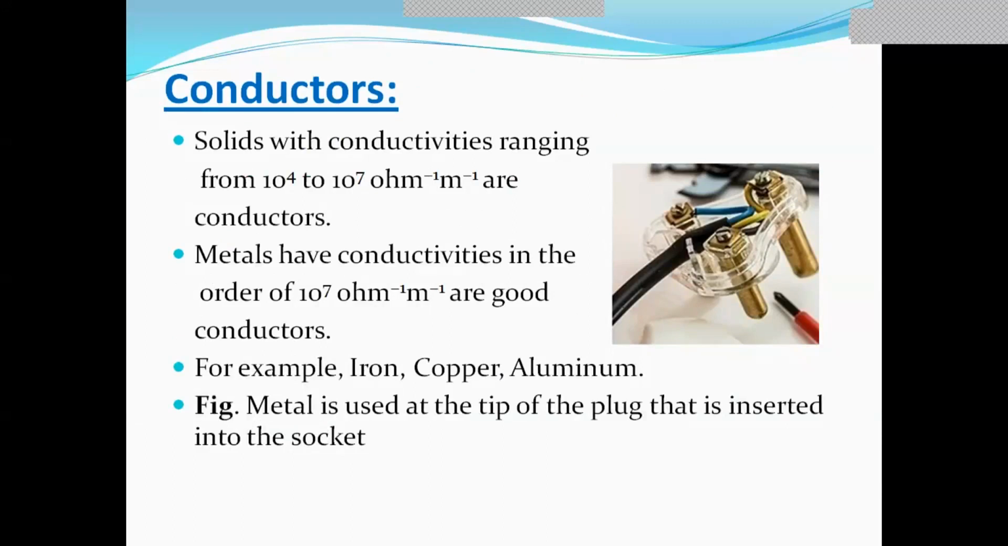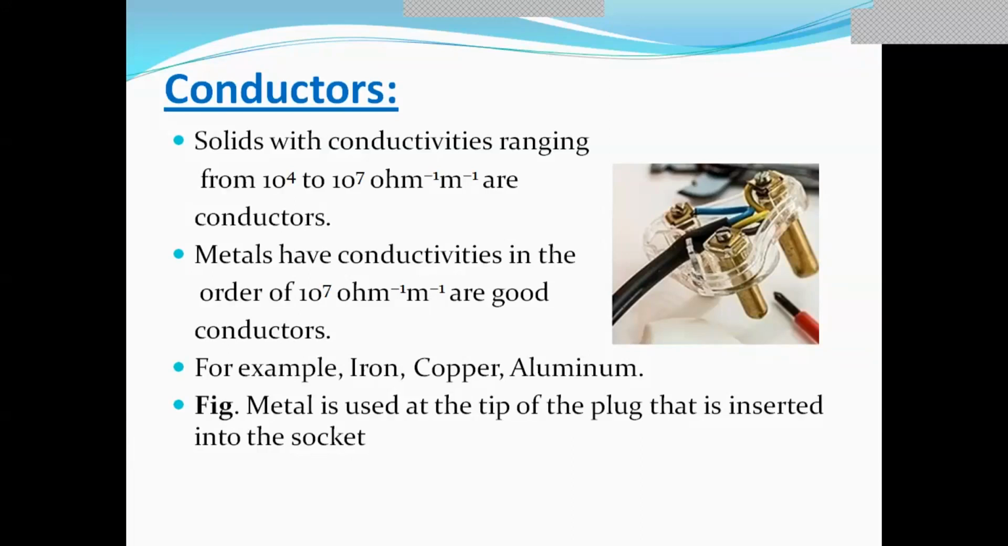Even among these conductors, those which are said to be good conductors have a conductivity of about 10 to the power of 7 per ohm per meter. And in that class, we have a great example, that is metals. All metals are said to be good conductors of electricity. We have so many examples that we come across every day, everywhere. They are iron, copper, aluminum, etc.